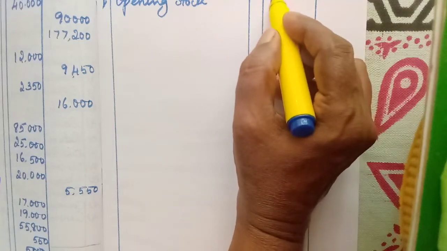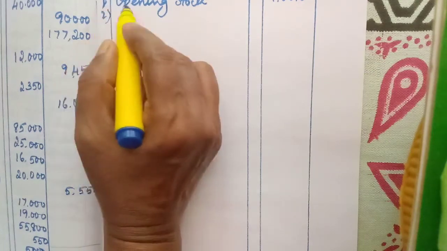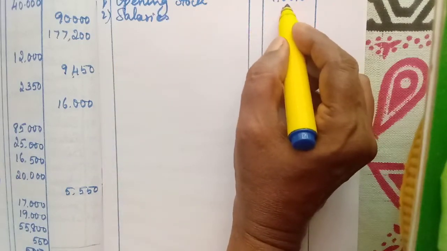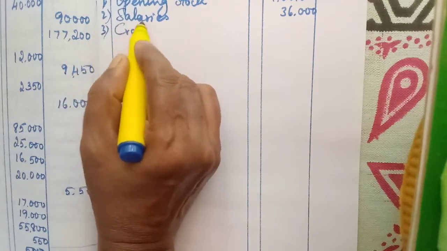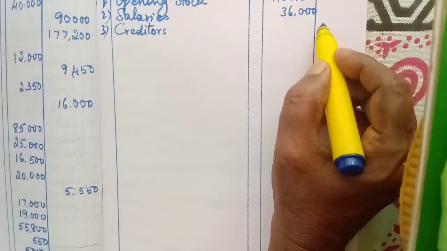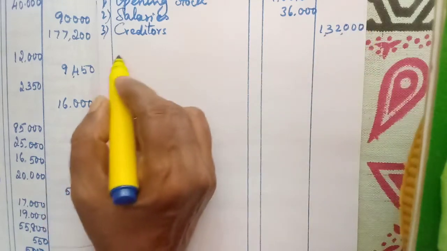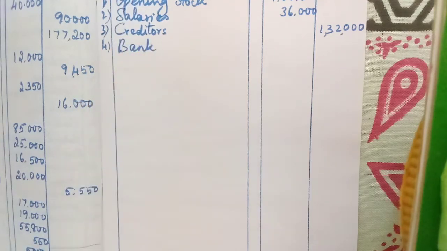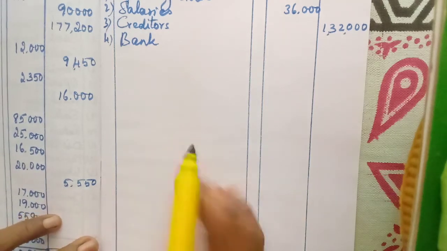Number 1, opening stock, one lakh. Opening stock asset only, isn't it? Then salaries. Salaries 36,000, debit only, expense. Creditors. Creditors, liability. So credit side 1,32,000. Then bank. Okay, bank 35,000.